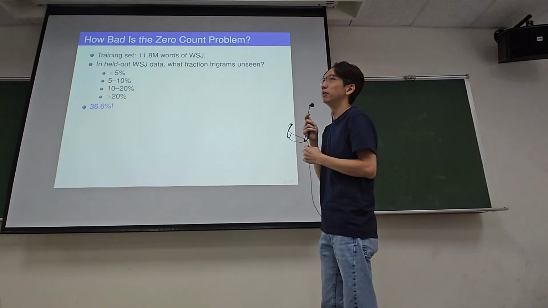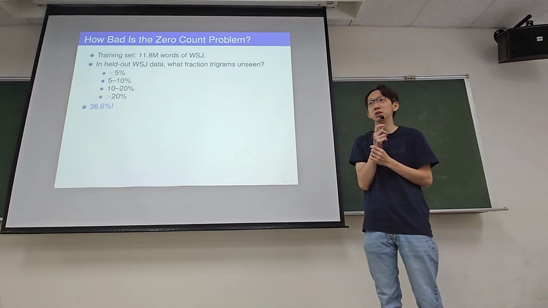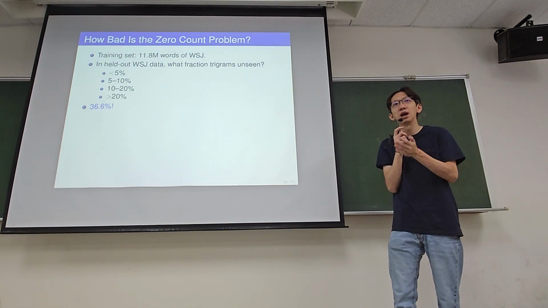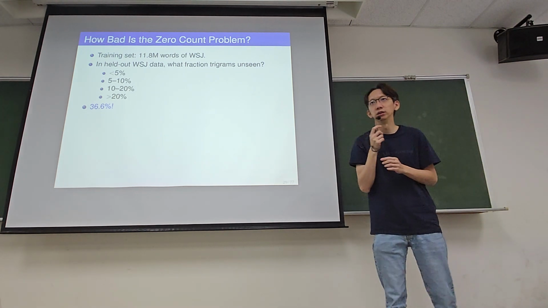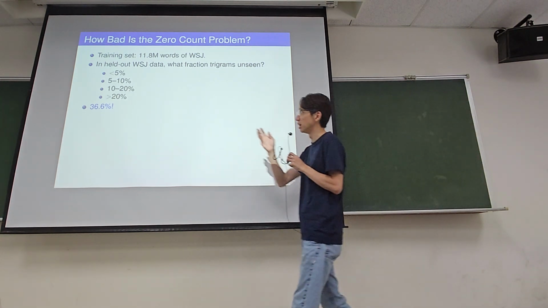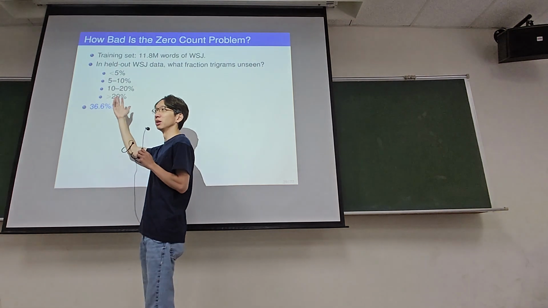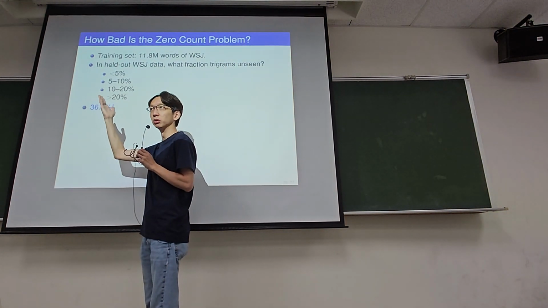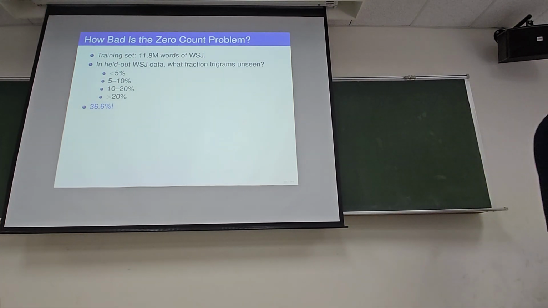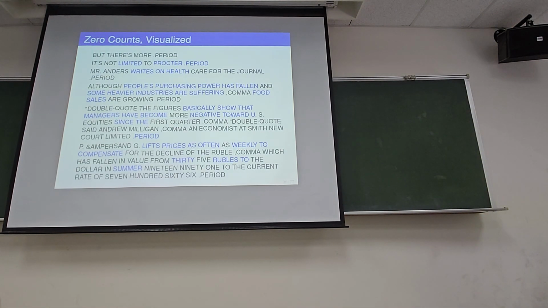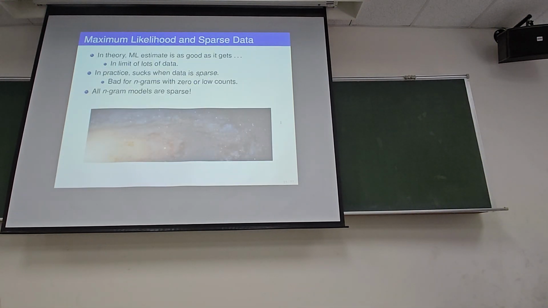And look at the severity of the problem. Almost 40% of the trigrams in the held-out set were never seen in the training set. So think about it: about 40% of those things will actually never get decoded. That's a fairly complicated issue. So let's continue.